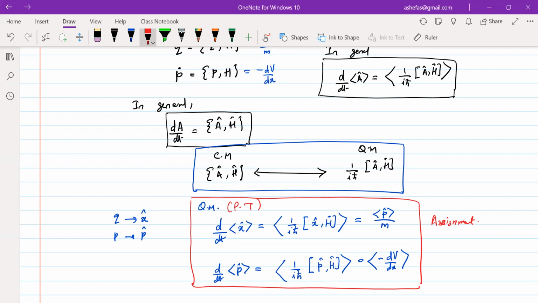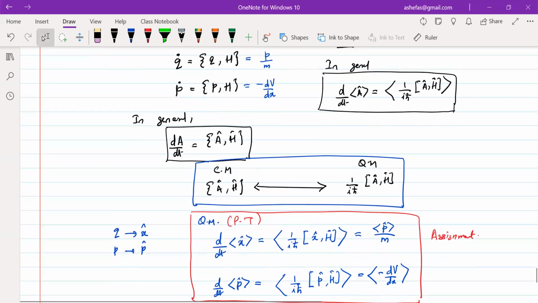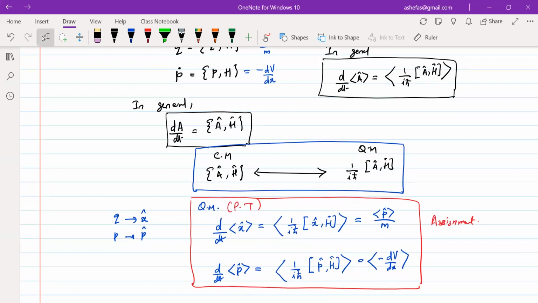Okay, so the one main point I want to make is that we can always compare. In most cases, it is possible to compare classical mechanics to quantum mechanical systems. That is, the expectation value of the operator obeys the same equation of motion in quantum mechanics as the dynamical variables in classical mechanics. So this is called the Ehrenfest theorem.